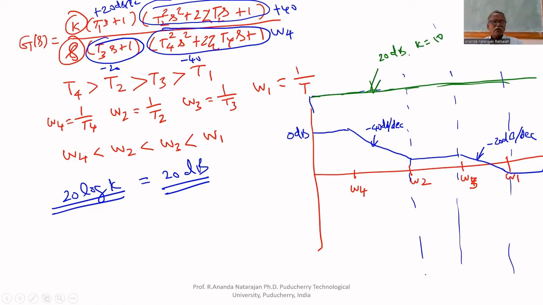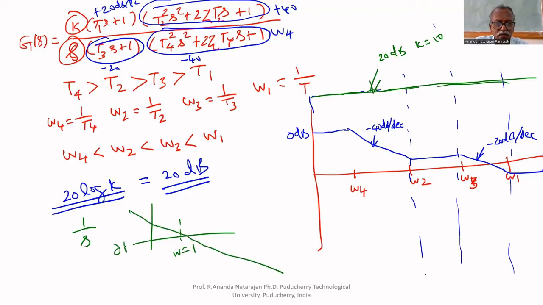That's why 20 dB. Now 1 by S. For that, what is the plot? It is inclined at minus 20 dB per decade for the entire plot, from minus infinity to plus infinity. At omega equal to 1, it crosses 0 dB. That is the only point that we know. When omega equal to 1, 1 by S means 1 by 1, 20 log 1 equal to 0, therefore 0. It decreases at the rate of minus 20 dB per decade.